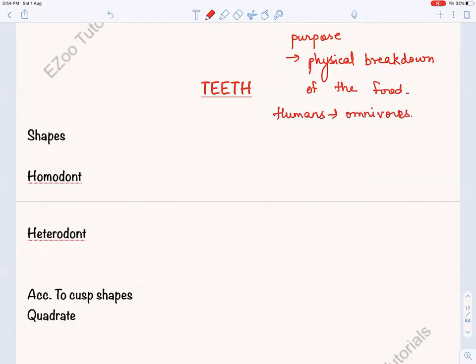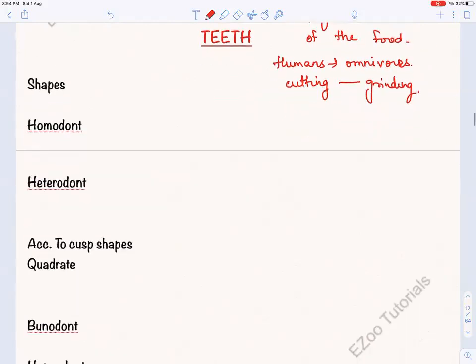We have done this in very small classes. They are omnivores. So we have teeth which are in between cutting teeth and grinding teeth. We have something in between. Okay, so I have just divided the teeth in various ways so that it is easy to remember.